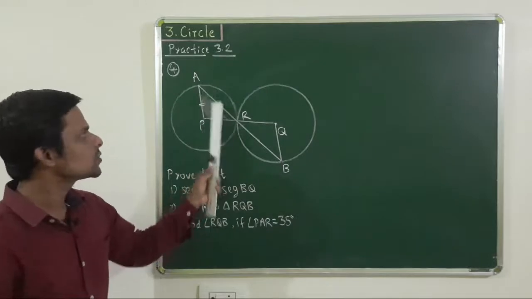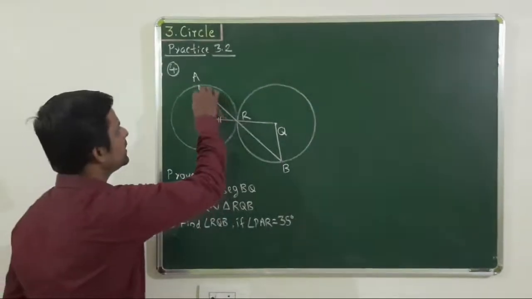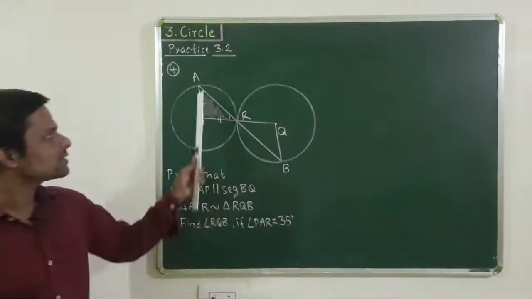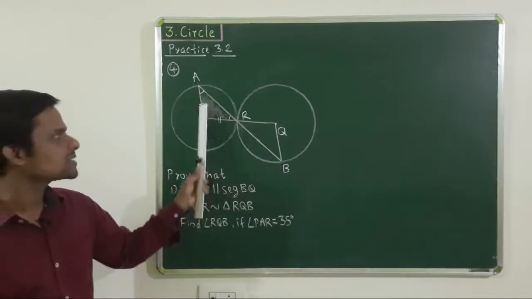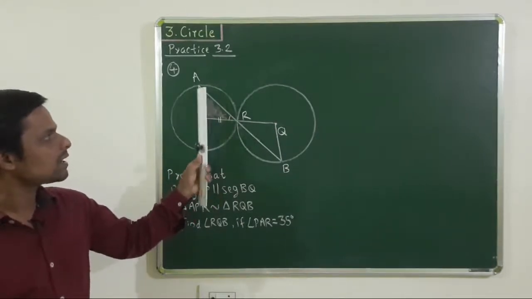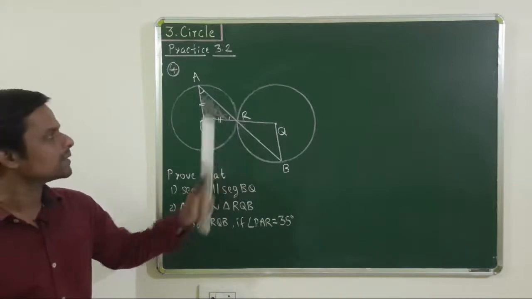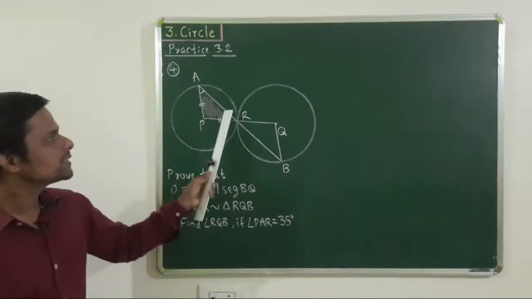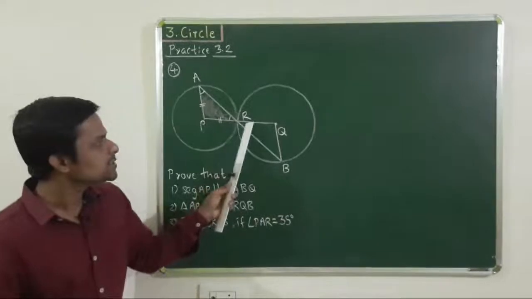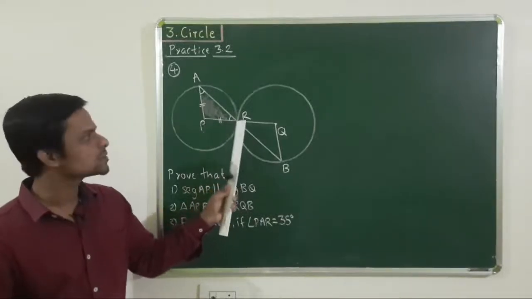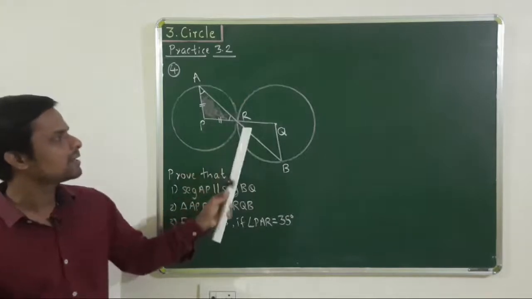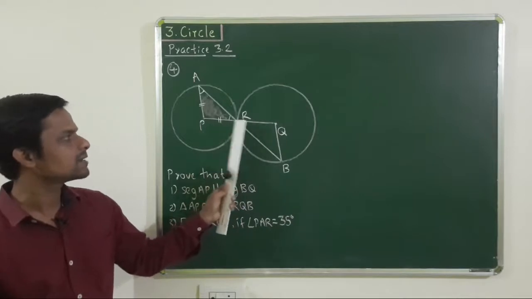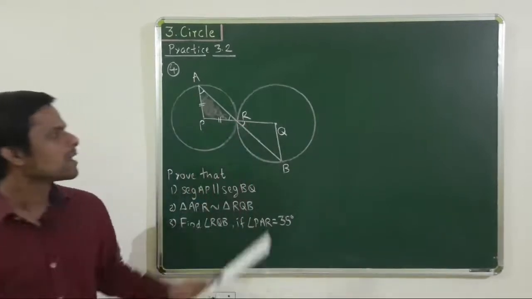Hence, angles opposite to congruent sides are congruent. Therefore, angle PAR is congruent to angle PRA. Since it is an isosceles triangle, these two angles are congruent. I'll explain first, then I'll write this solution. Now, what is the relation between angle PRA and angle QRB? Are these two congruent? Yes. These two are vertically opposite angles. Hence, these two angles are also congruent.